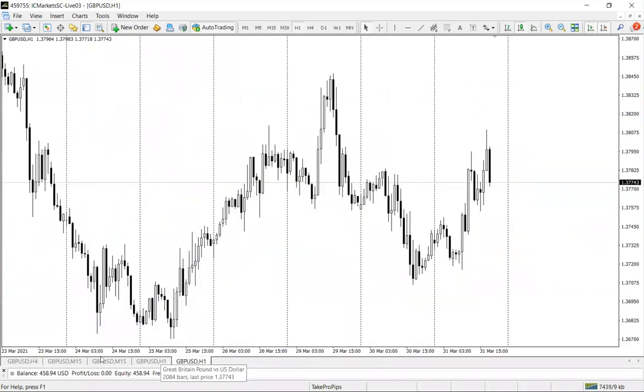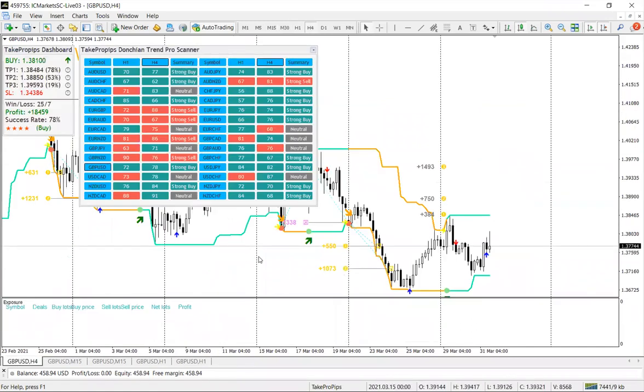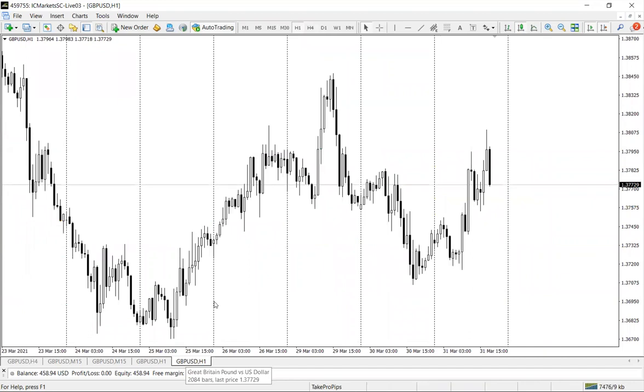So first I look at this Take Pro Pips Trend Pro Scanner. Okay, it gave me a buy signal on the GBP USD, as you can see here, and then it retraced. Now this retracement, what I usually do to find an entry point for the retracement to start, like a point of interest, is look for this pattern in the market.